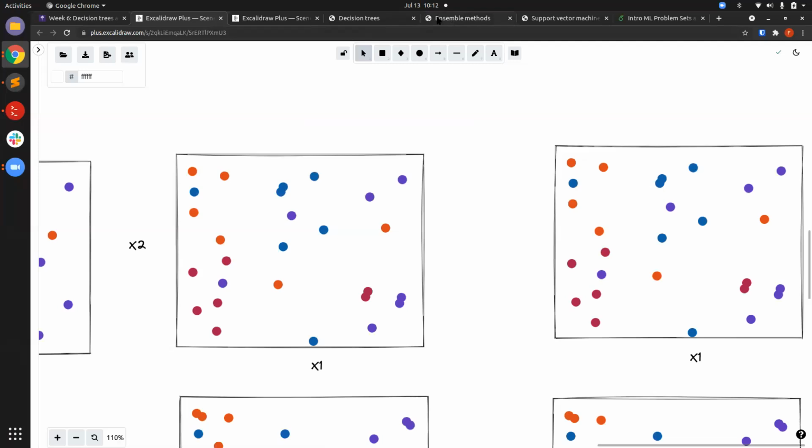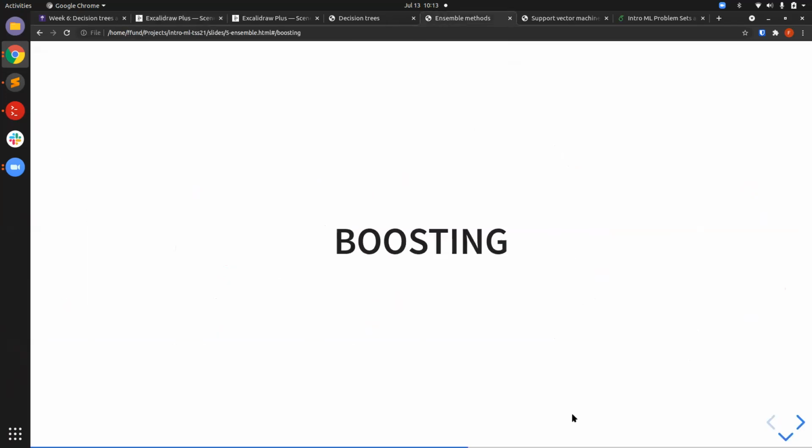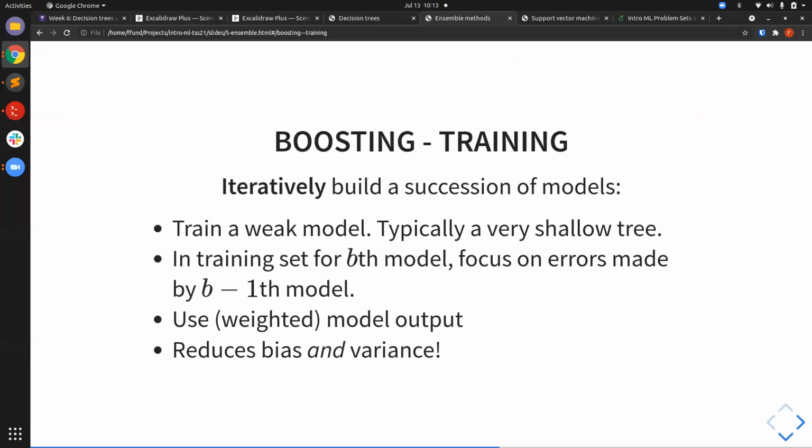Another way is to improve the overall performance by, let's say, having many trees with high bias, but combining them in a way that reduces their bias. And this one actually, it's kind of difficult to understand just from the lecture materials, but I think it will become more clear on Thursday. So the idea here is we're going to iteratively build a succession of models, and each model will be very weak. So maybe an extremely shallow tree, maybe a tree with only one split.